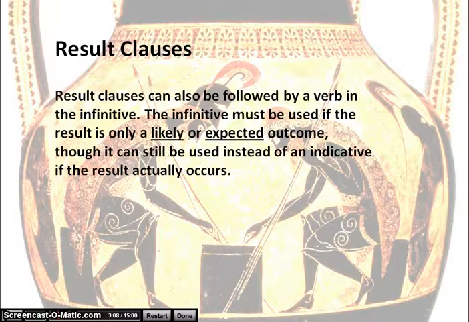Now, sometimes result clauses can be followed by a verb in the infinitive. This is going to be the case if the result is only a likely or expected outcome rather than a definite one. Although actually we can sometimes have the infinitive instead of the indicative, even if the result does actually occur. But the idea is that generally an infinitive is describing a likely or expected result.